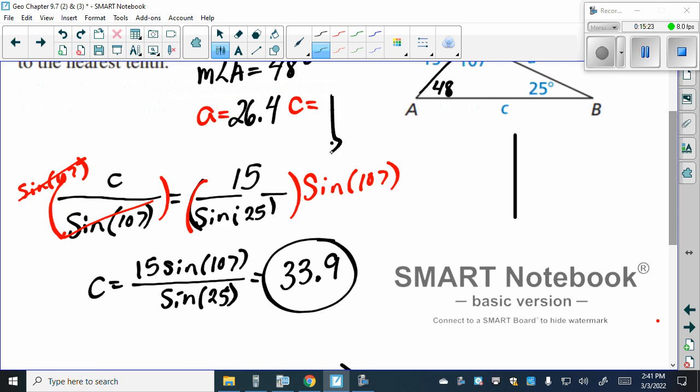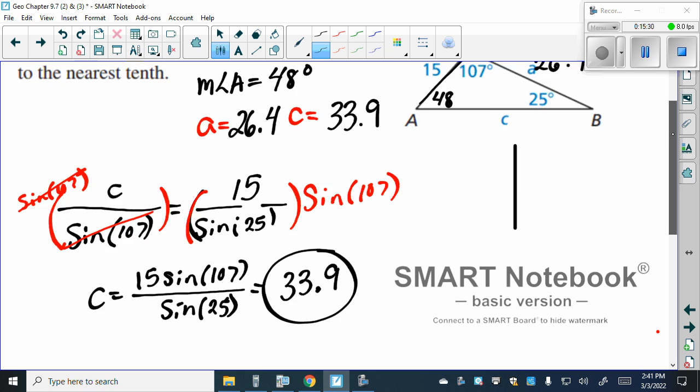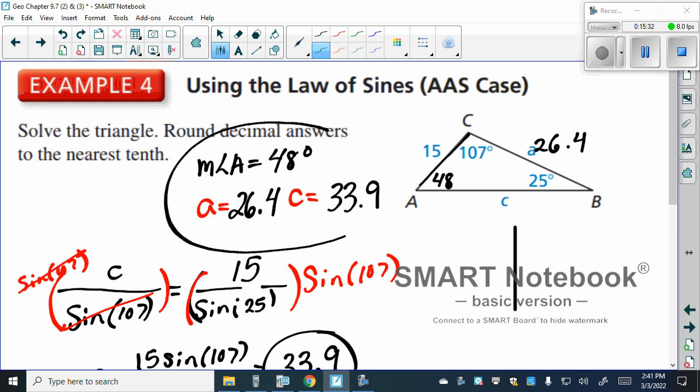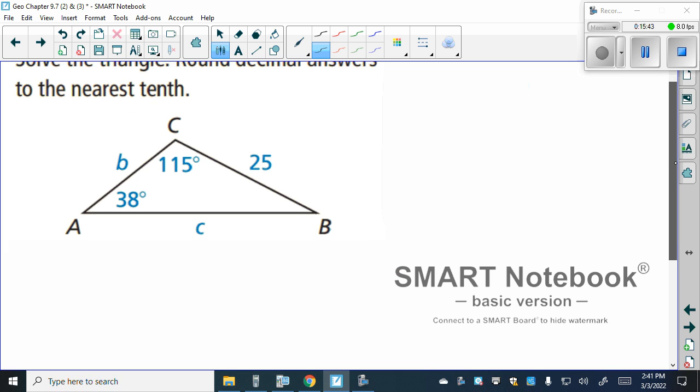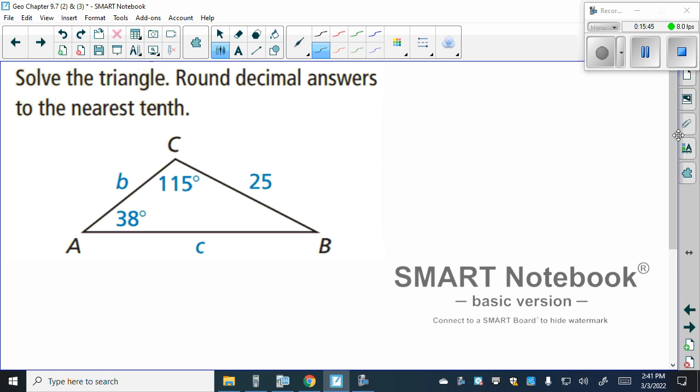So the last part of this is that this here is 33.9. So that there would be our answer. Questions on this here? All right. Let's look at one more of these to kind of get a little bit better handle on it. And realistically, we're doing essentially the same steps to find the two sides.